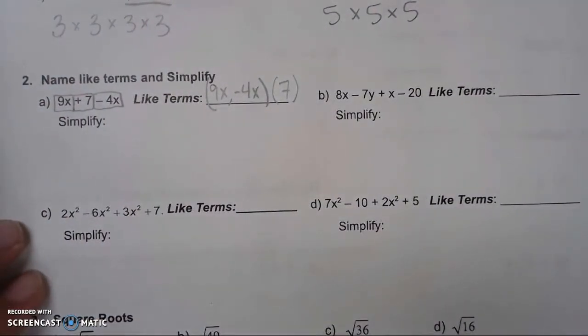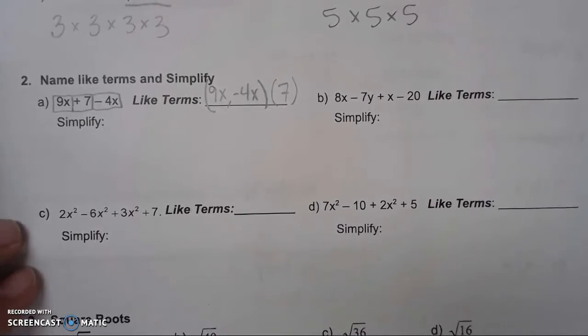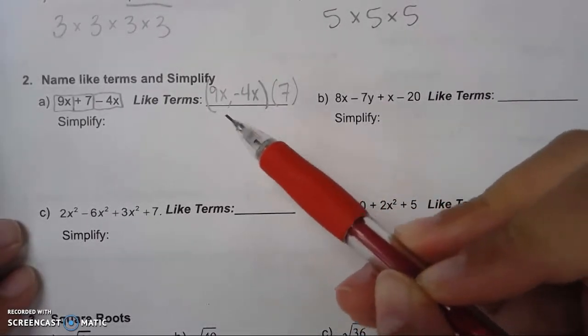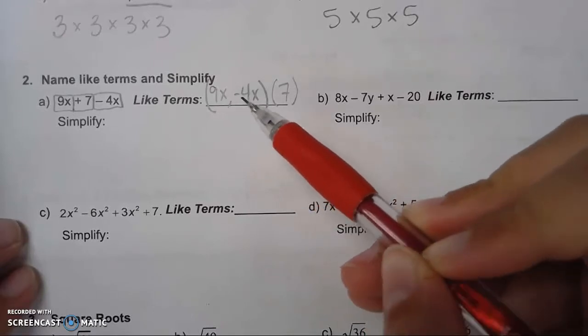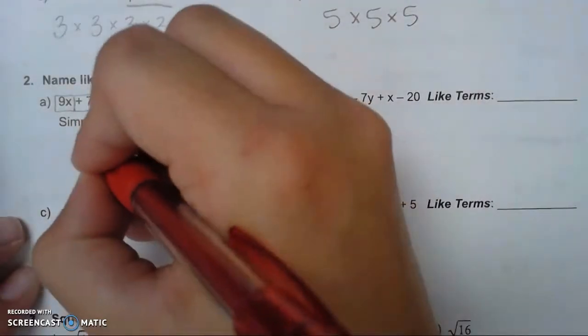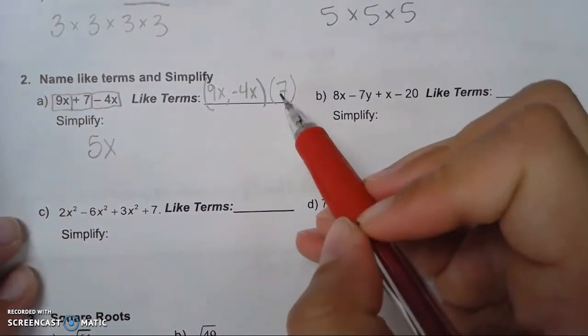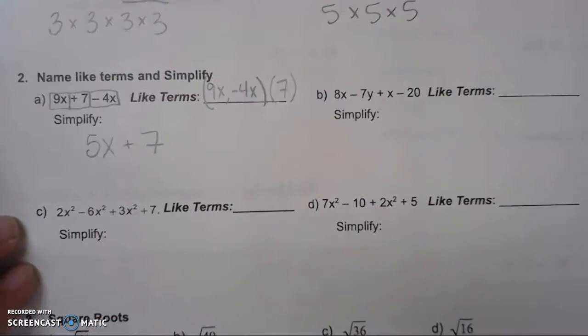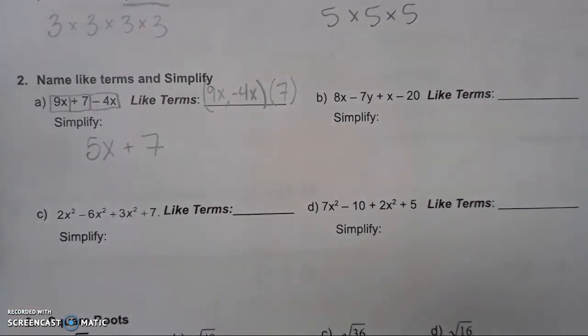And then when you go to simplify, remember that you can only simplify like terms together. So I can only simplify this 9 plus my negative 4, or in other words, 9 minus 4 to give me a 5x. And then since the 7 is all by itself, there's nothing to simplify it with, so I'm just going to drop it down with my expression.